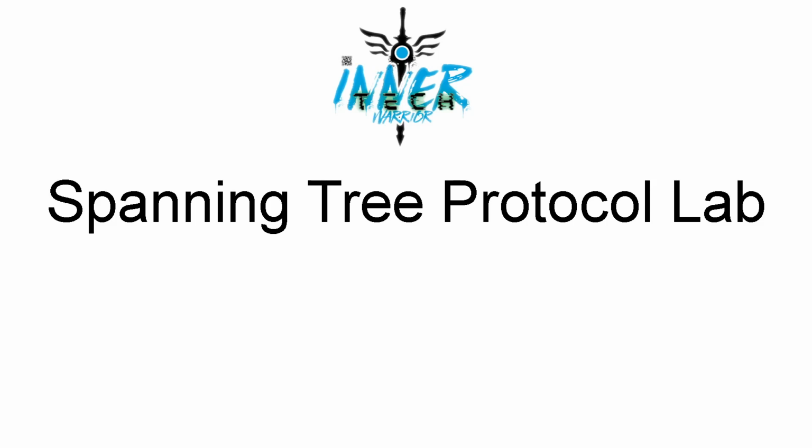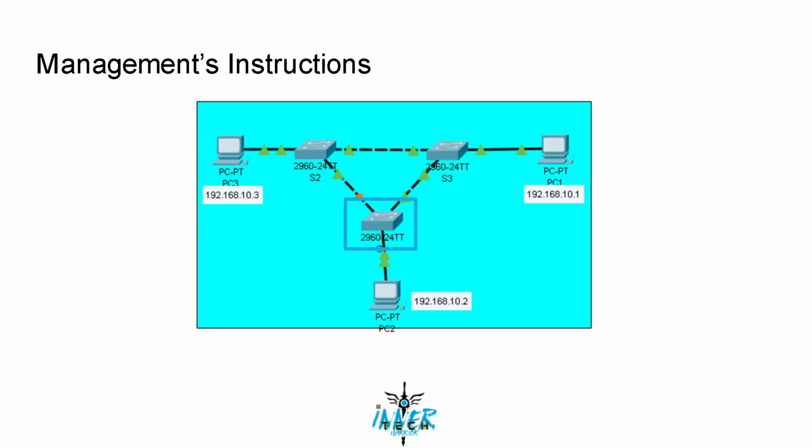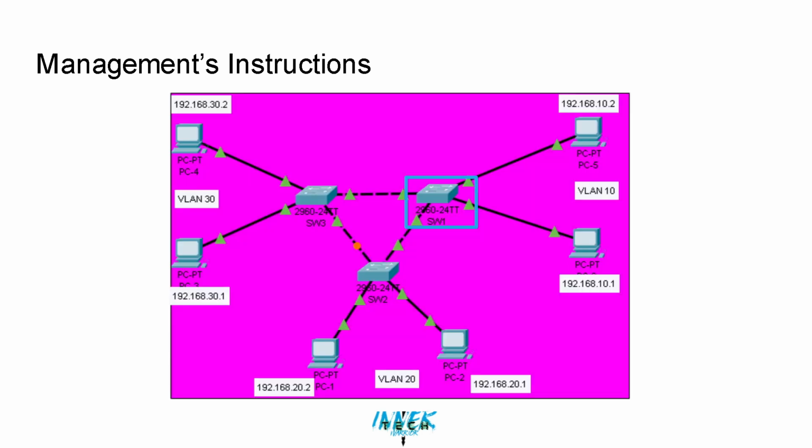In this lab, management wants us to set up specific spanning tree protocol roots for specific VLANs. Specifically, management wants us to make switch 1 on the first floor the root for VLAN 1. And for the second floor, management wants us to make switch 1 the root for VLAN 10, switch 2 the root for VLAN 20, and switch 3 the root for VLAN 30.